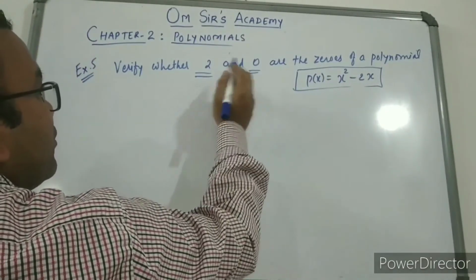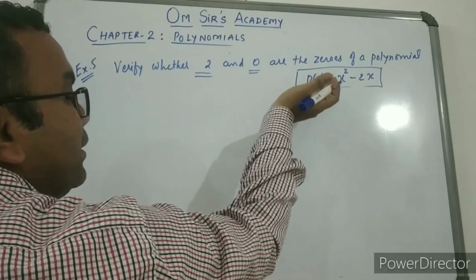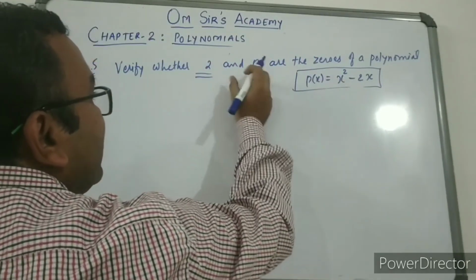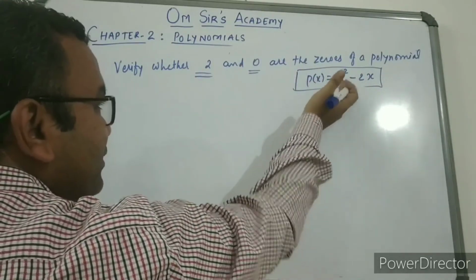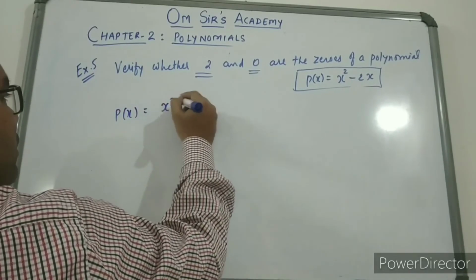So how can I verify whether these two are zeros of the polynomial? Simply, we have learned the rule. We have to put this value in the place of x, and if I get the answer 0, then it is a zero of the polynomial. If I don't get the answer 0, it is not a zero of the polynomial. So let us start.